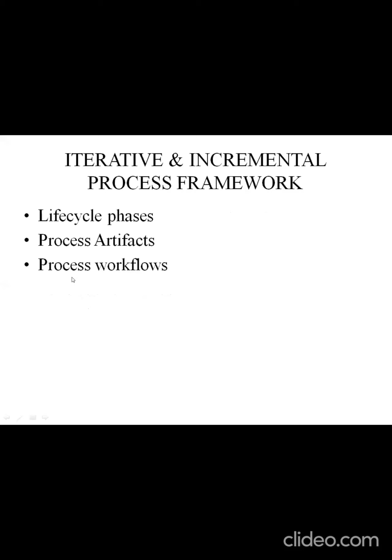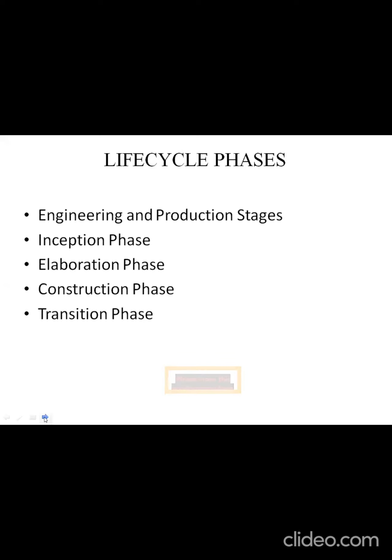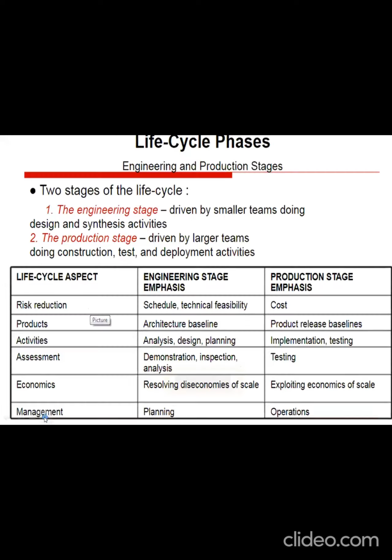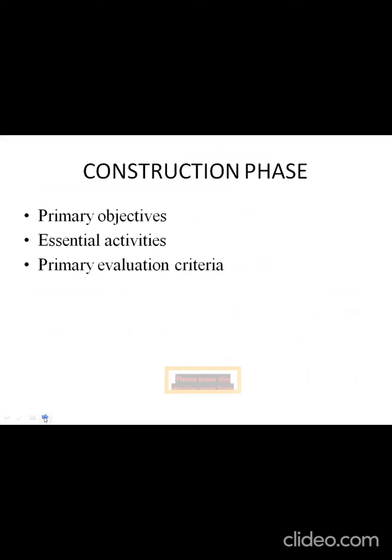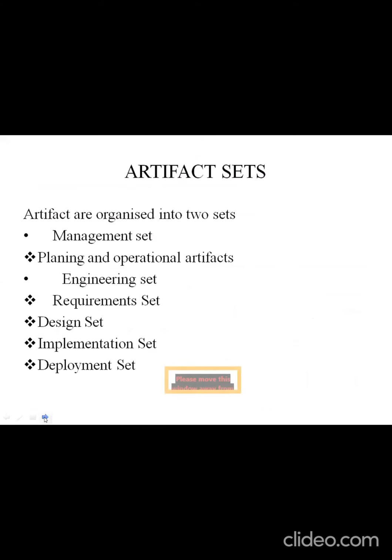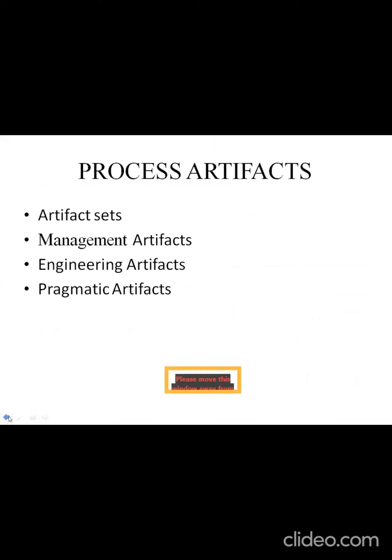And another one is process workflow. Okay, so only 19 numbers of job, but then numbers of job. So artifacts. Okay.